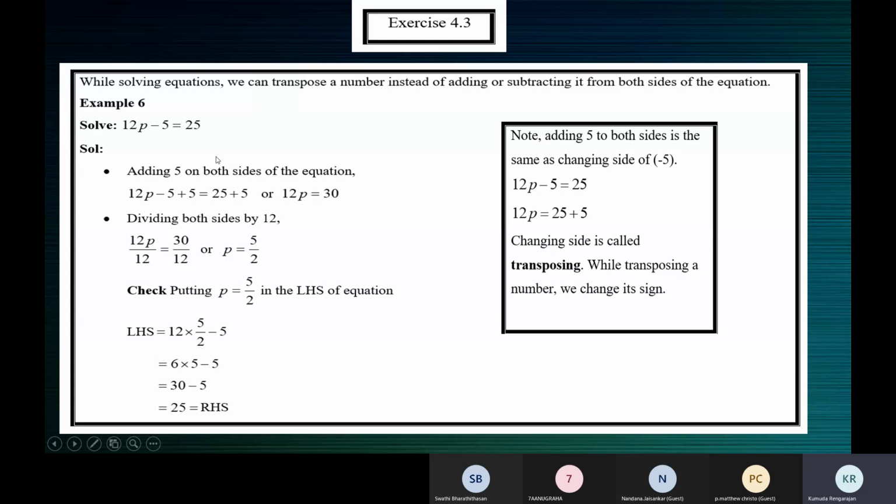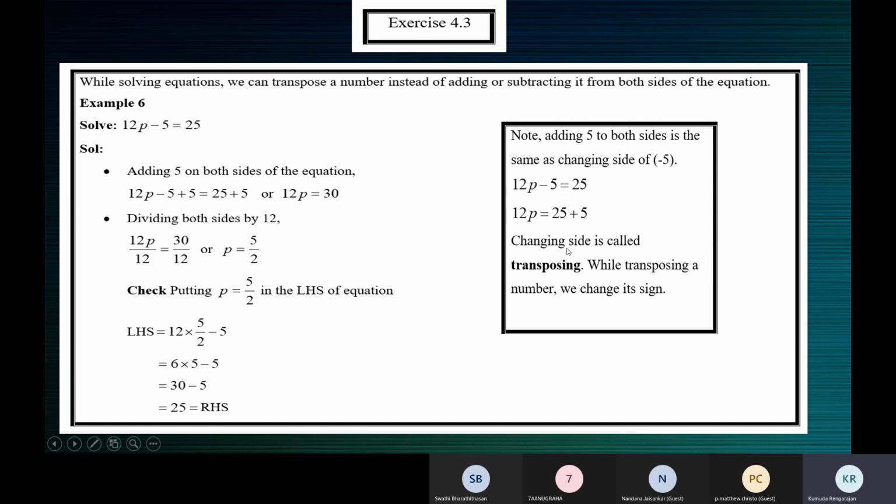So this is what we've been doing so far. Here we had to add 5 to both the sides, and then divide both the sides by 12 to find the solution of the given equation. And to check if your solution is correct, you can take the LHS, in place of p write the value you got, and when you work that out, you must get the answer as the RHS. That means your answer is correct.